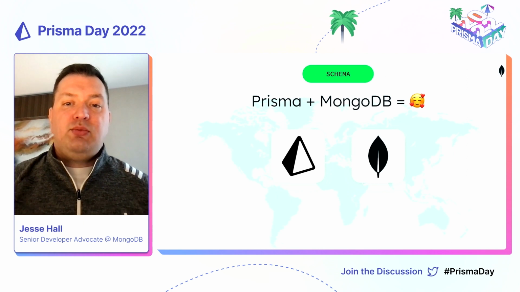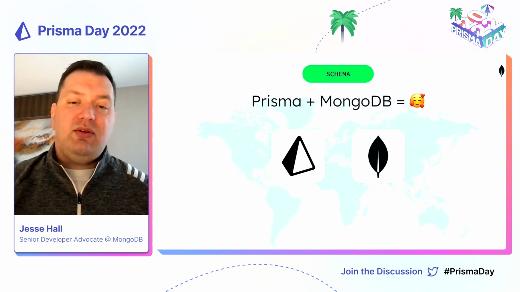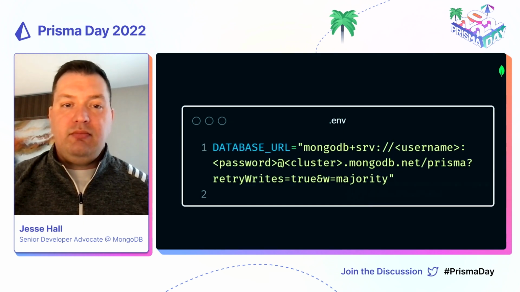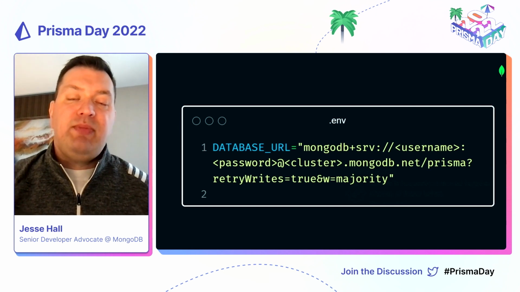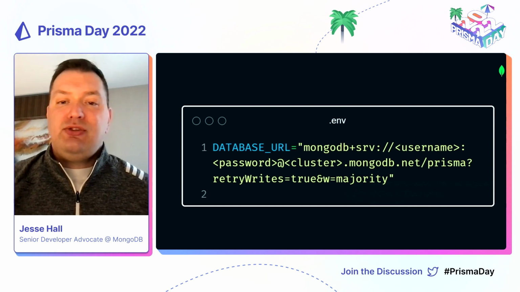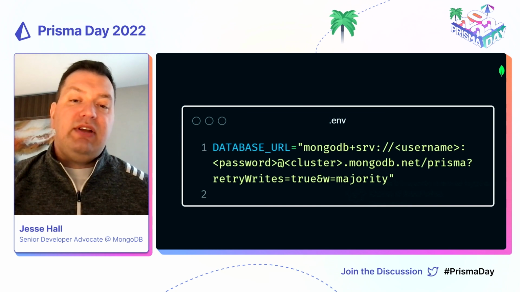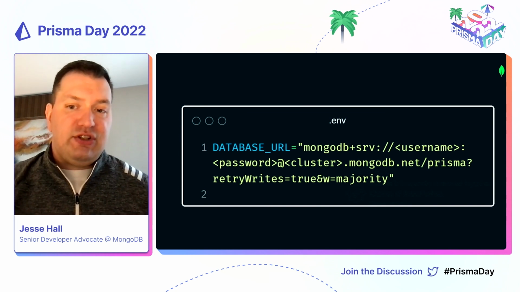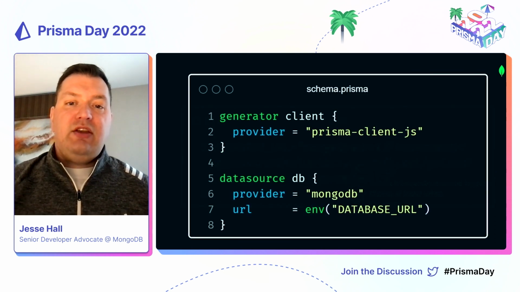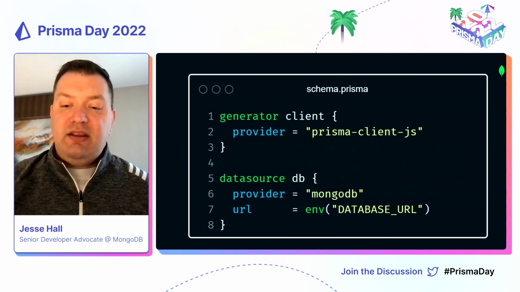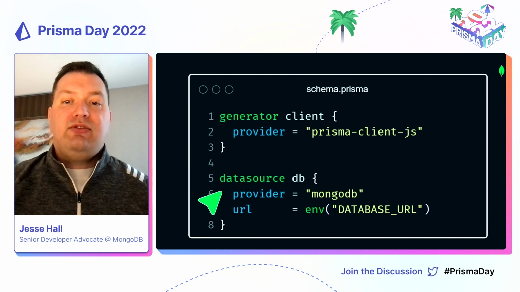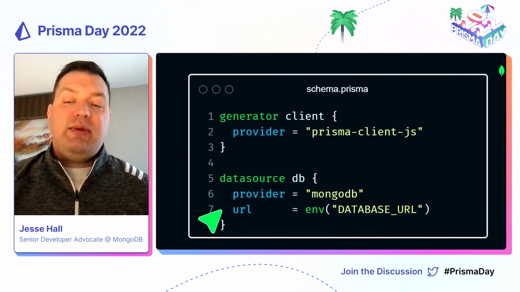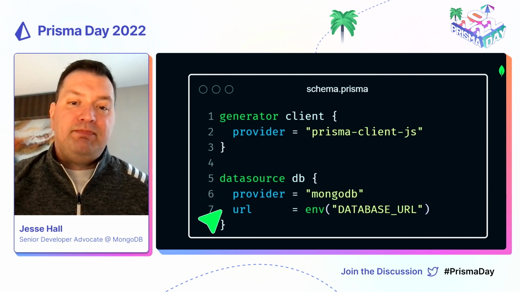And now, how does Prisma help us to store data in a MongoDB database? Well, it's really simple to set up. You're going to add a DATABASE_URL variable to your environment variable file that references your MongoDB Atlas connection string. And then in your schema.prisma file, set the datasource db provider to MongoDB, and then pass that environment variable for the database URL that you just set.